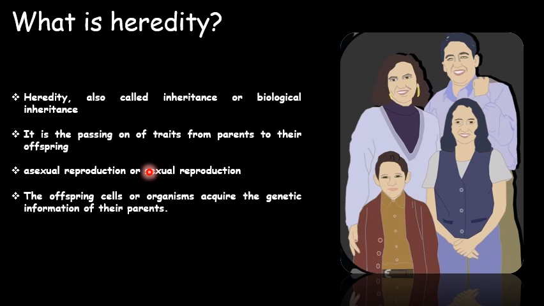So in simple terms, in heredity, the offspring, the child, say for example in the picture we have a child here, the child's cells will acquire, which means they will obtain, genetic information from their parents. This is what we call heredity. So what is responsible for this transmission of genetic characteristics?